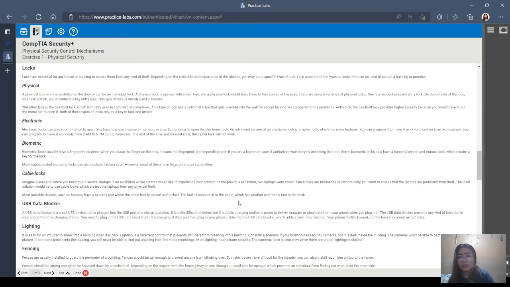The other type is the deadbolt lock, which is mostly used in commercial complexes. This type of lock has a solid metal bar that gets inserted into the wall for secure locking, as compared to the residential entry lock. The deadbolt lock provides higher security because you would have to cut the metal bar to open it. Both of these types of locks require a key to lock and unlock.